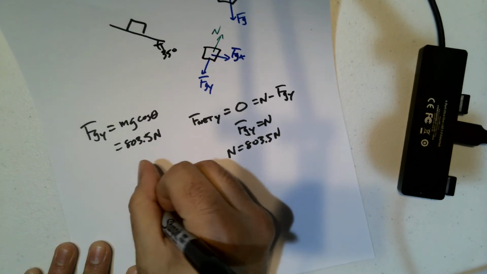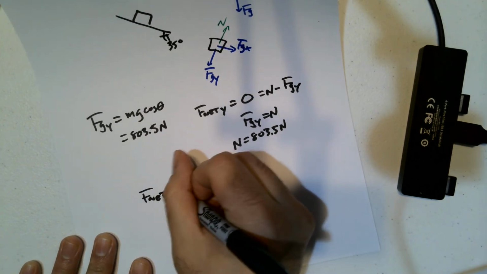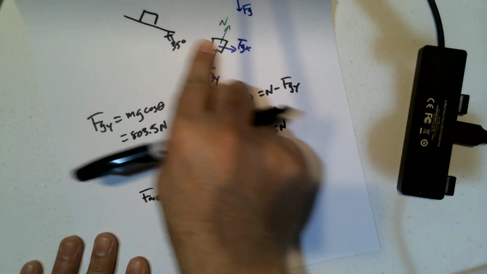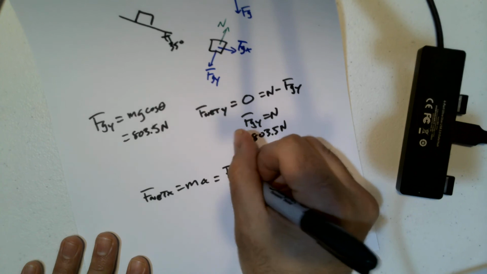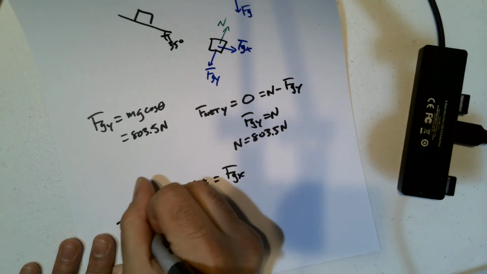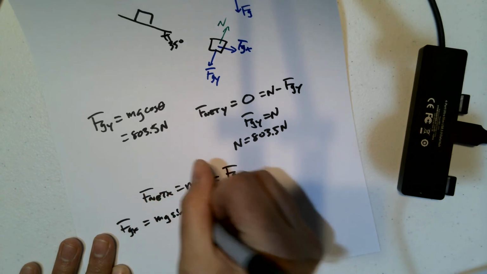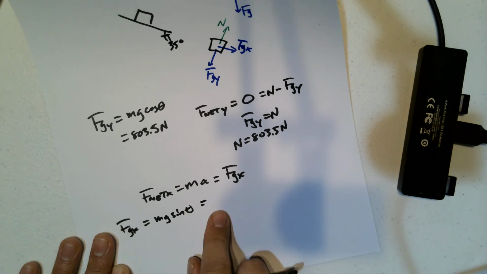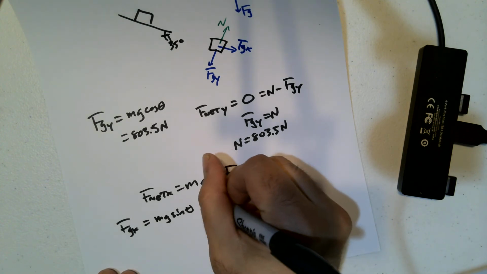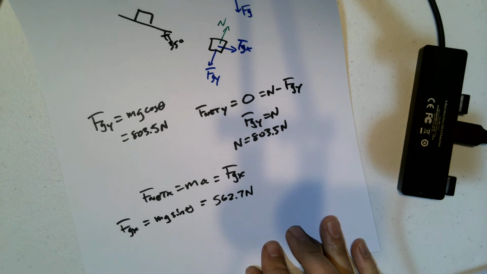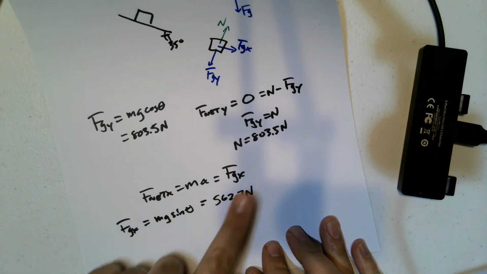So if we did F net in the x direction, that is equal to ma. The only force I see left over, the only force in the x direction, is F_gx here. So when I solve for F_gx, I will get the net force. F_gx is equal to mg sine theta. When I put those numbers in, 100, 9.81, sine of 35, we should end up getting 562.7 newtons, approximately.